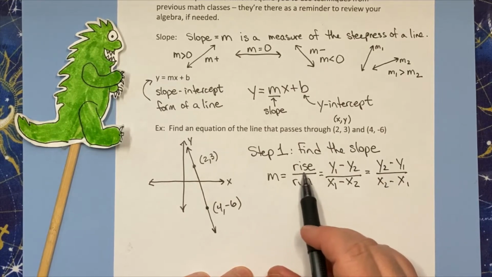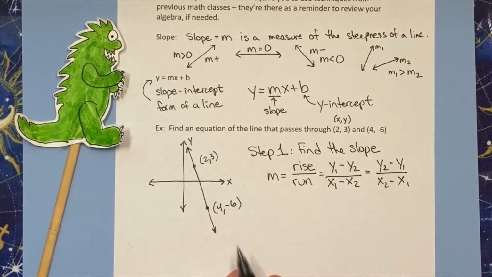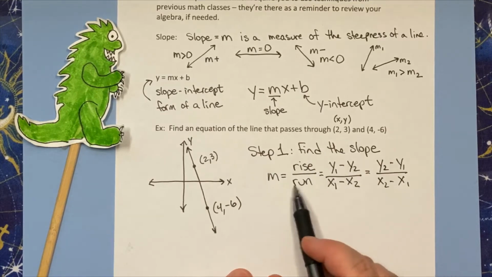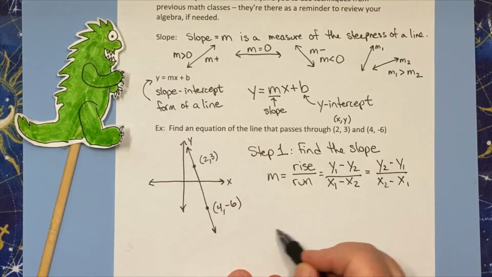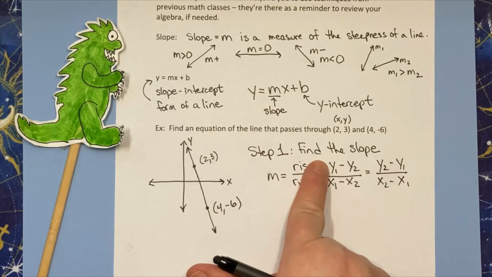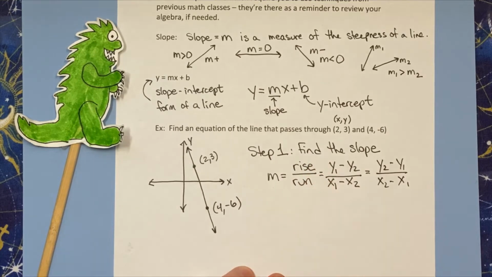So the rise is how far up and down. That's the y's. Rise, y's, see there? And then run is how far left to right. So that's the difference in the x's. The other important thing to look at is that it's really important to make sure that whichever one you start with on top, you also start with in the denominator. So y1 starts, so x1 starts. y2 starts, x2 starts.